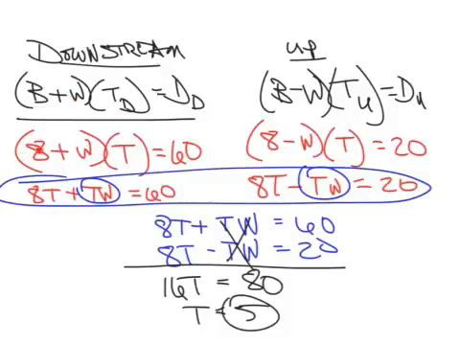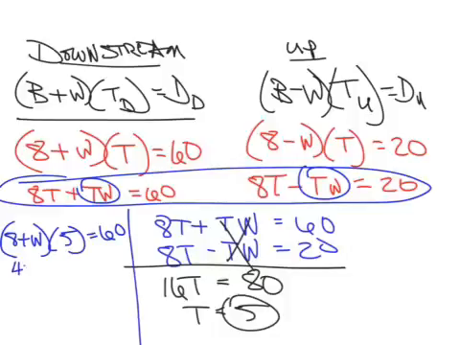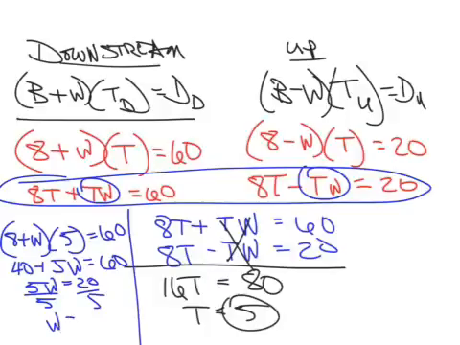Okay? So all we have to do is put 5 in for T and solve for W. So let's do that. So we've got 8 plus W times 5 equals 60. I'm just going to do it over here in this little space. 40 plus 5W equals 60. And subtract 40 from both sides. Divide by 5, divide by 5, and our W equals 4. So our speed of the current was 4, and that's what I'm looking for. So that's it for example 92.1.